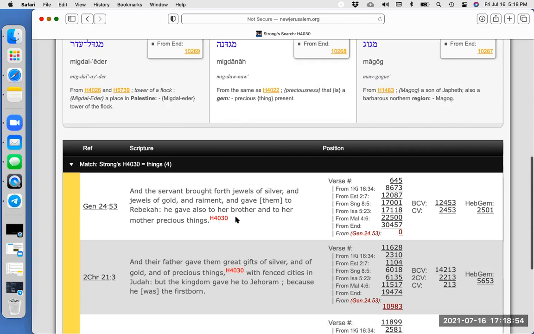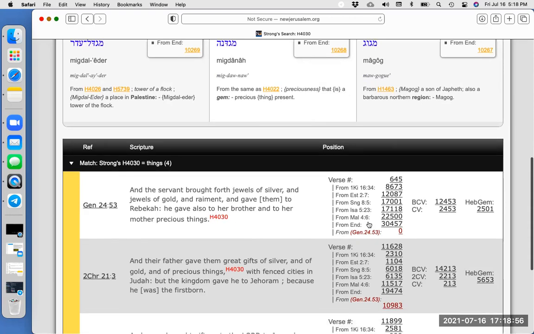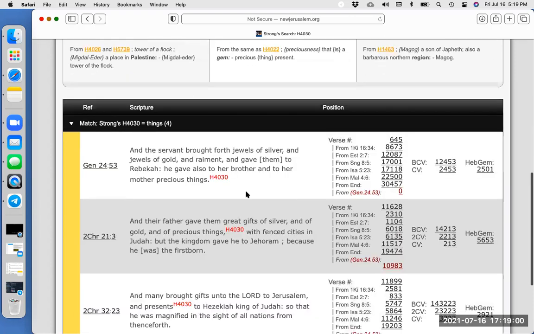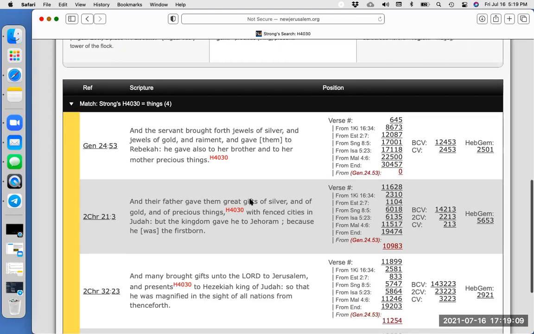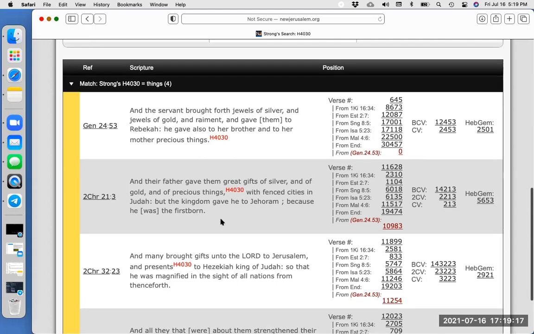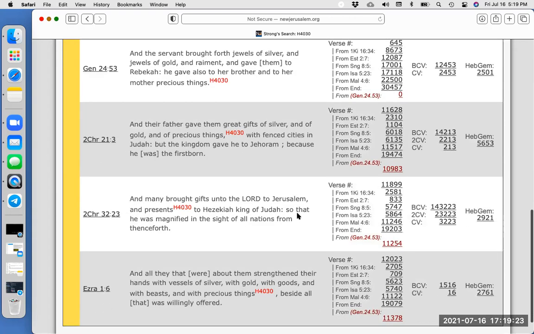So here's the first one we're looking at, because see, you've zeroed it out. So this is the very verse we're looking at. Now it's distancing to the next one, the next precious thing. Okay, and it's got gifts of silver, gold, the Father gave them, fenced cities, because he was the firstborn, a kingdom, Jehoram. Okay, many gifts, presents.